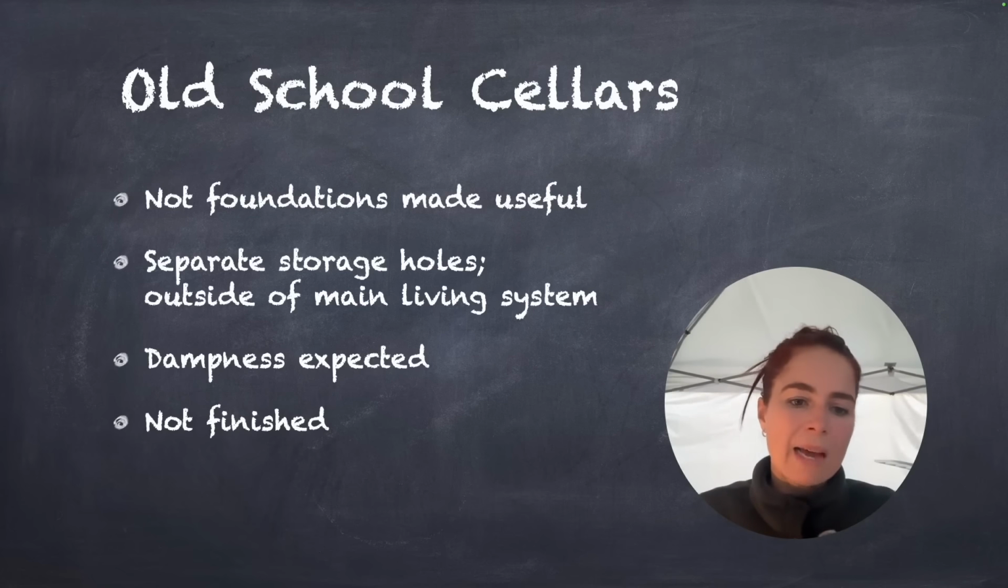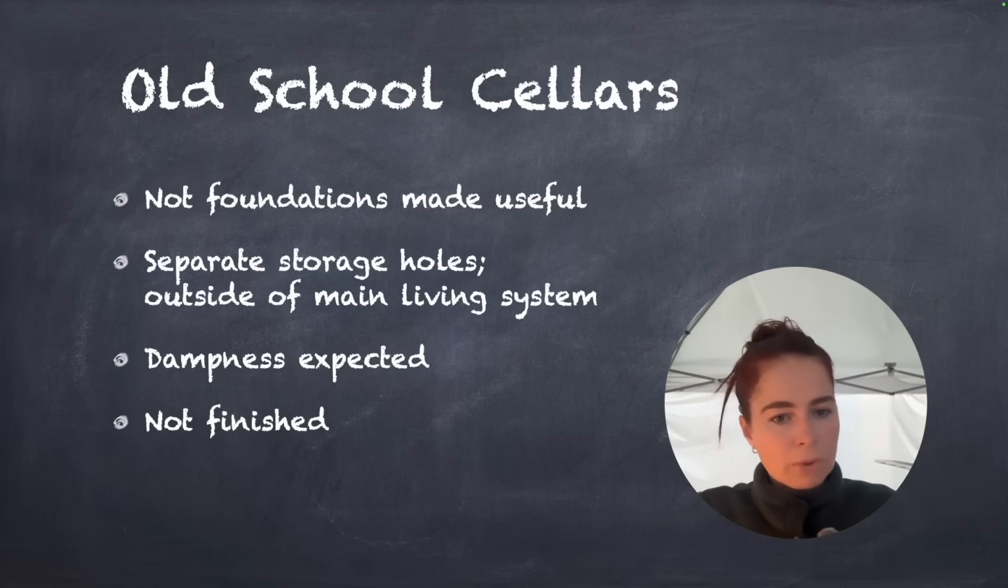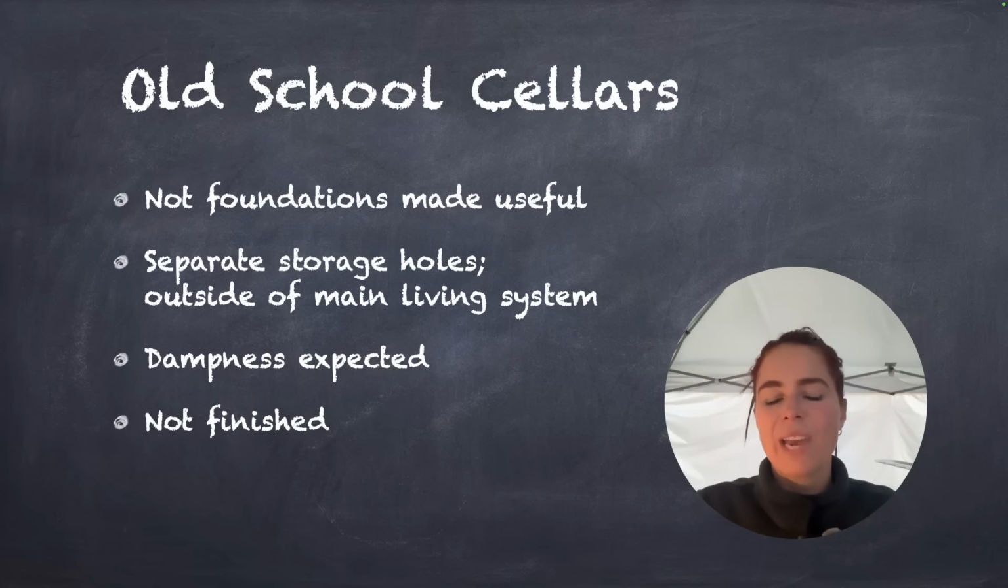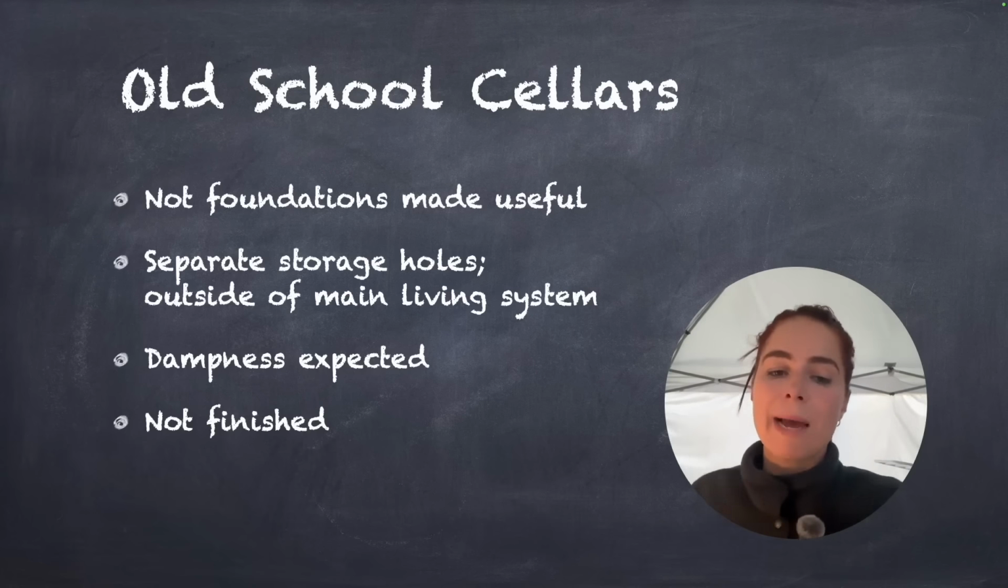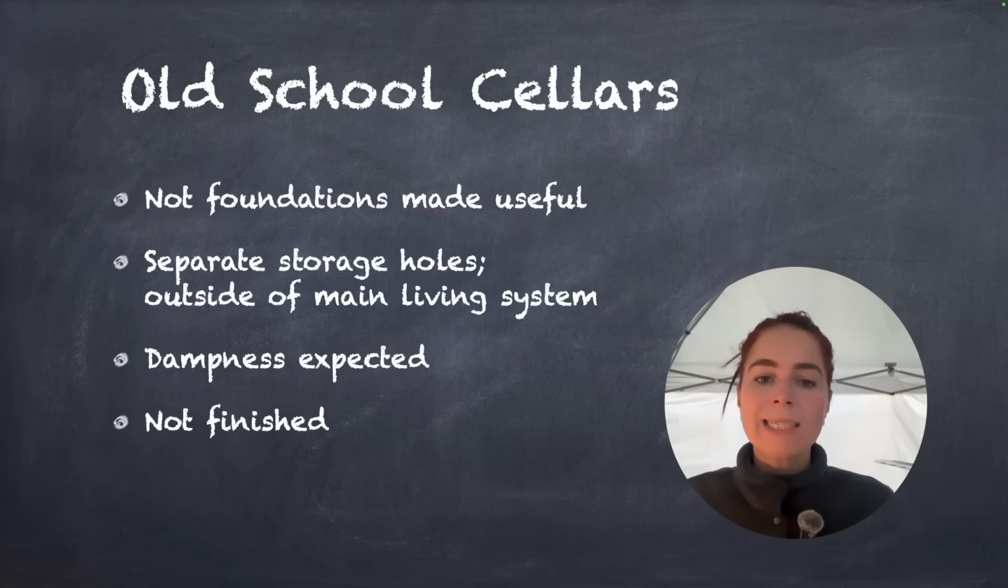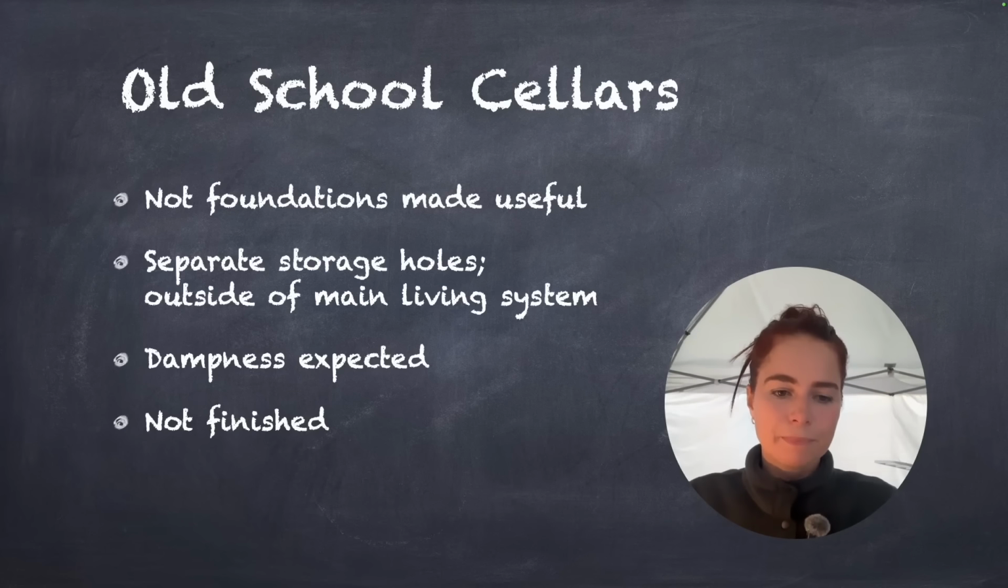But these were just add-ons. They were small, often made out of stone chambers that were just dug out as sort of an afterthought underneath part of the house. They were for storing potatoes or barrels or wine, and they were not foundations made useful. Dampness was expected, and they weren't finished, and they were not tied into the living system, which is really key. So that musty air stayed put in the cellar. It didn't become part of the air that circulated in the house.